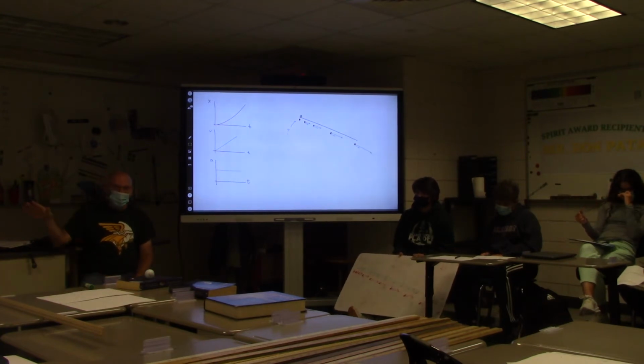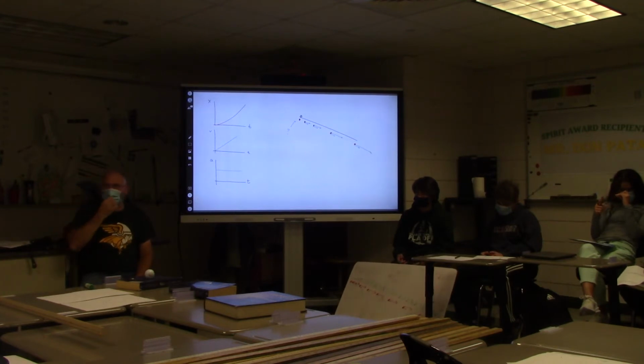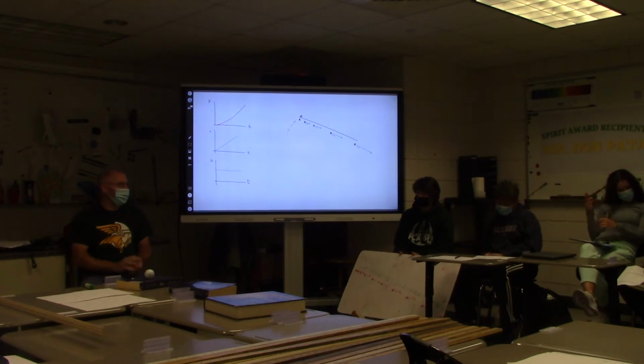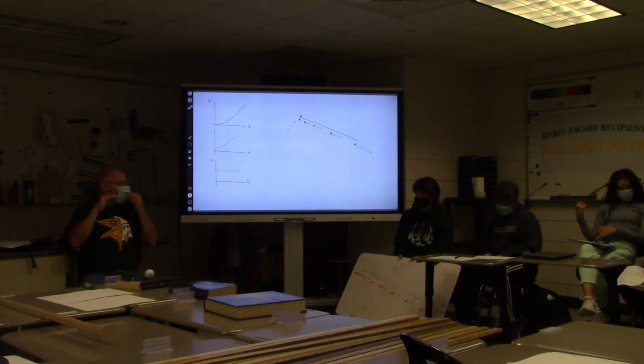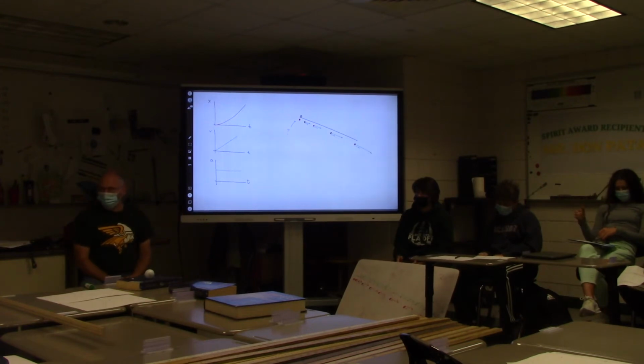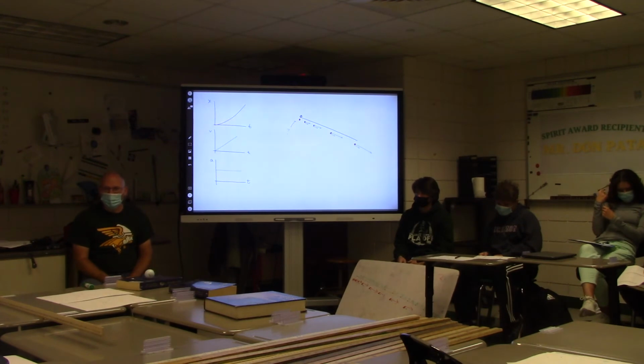What Chloe said, which was interesting, is she said, look, if we're going to use a tangent line at that point, then what we're really looking for is the velocity at that instant. You guys with me on that? All right, it's the velocity at that instant.